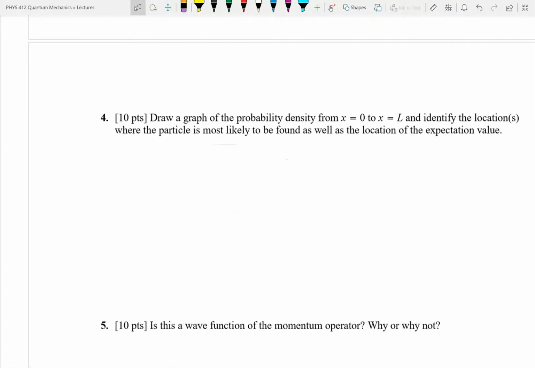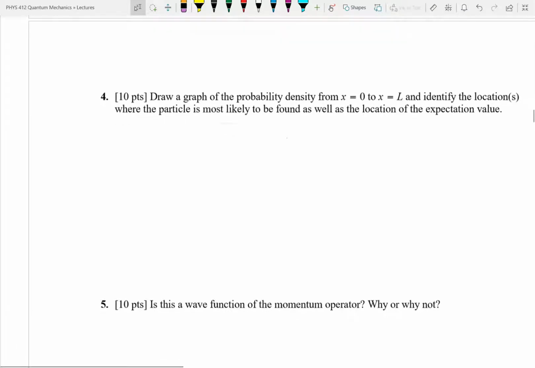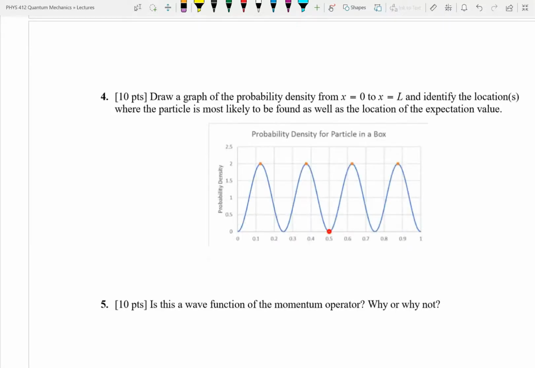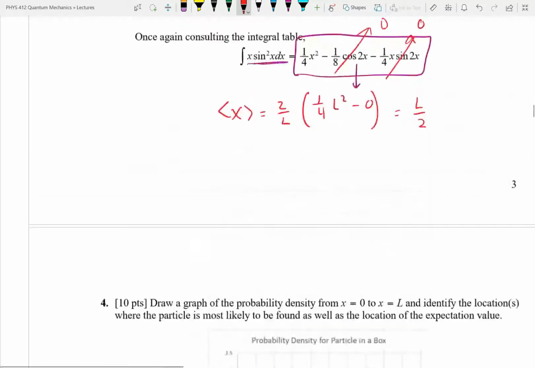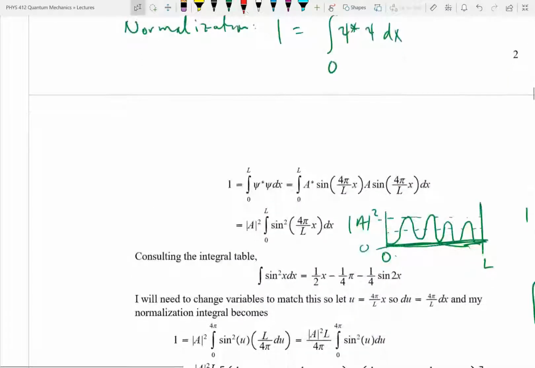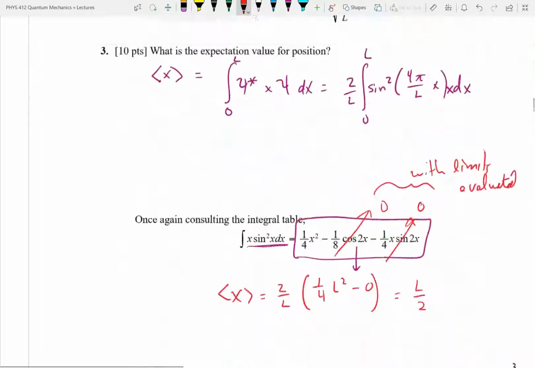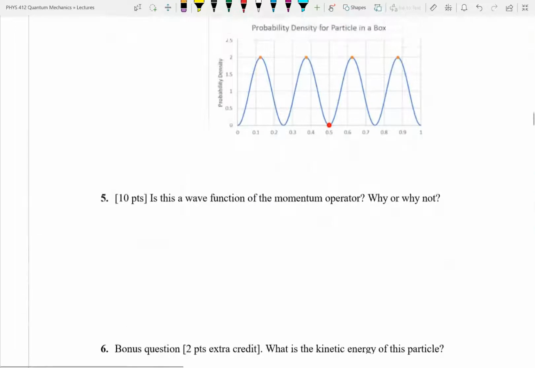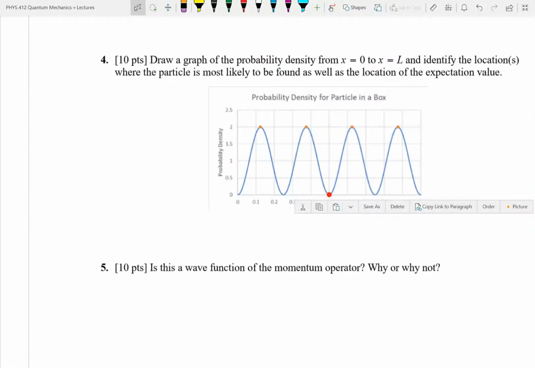Draw a graph of the probability density from 0 to L and identify the locations where the particle is most likely to be found, as well as the expectation value. That looks exactly like this. Well, remember it's squared, so sine squared, which is why you have 4 cycles. I'd actually already drawn that function right here. Oh, did you say all positive? No, I say it was all positive because your probability density is going to be positive.